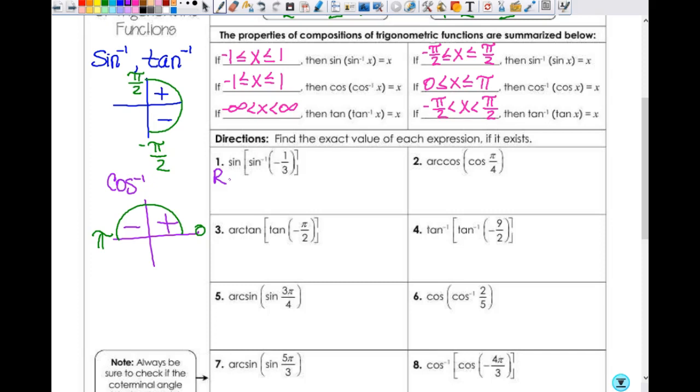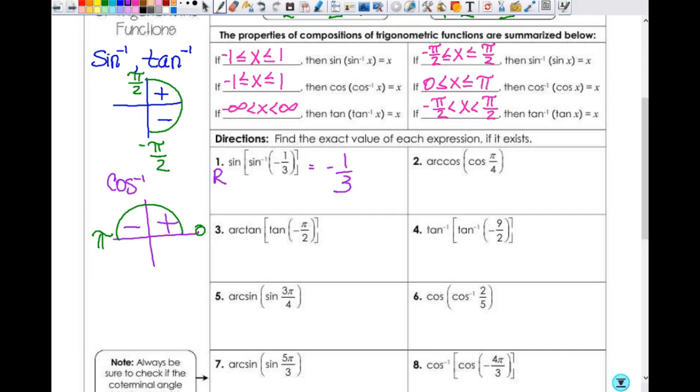But this negative 1/3, is it something I am capable of taking the inverse of, like on a calculator? Does it fall between negative 1 and 1? Yes. So since it does, I really don't care what the angle is. Since it does, this rule applies. And my answer is just negative 1/3.